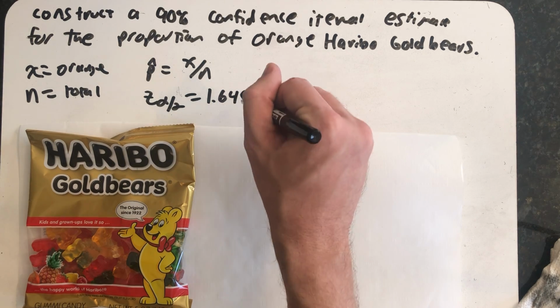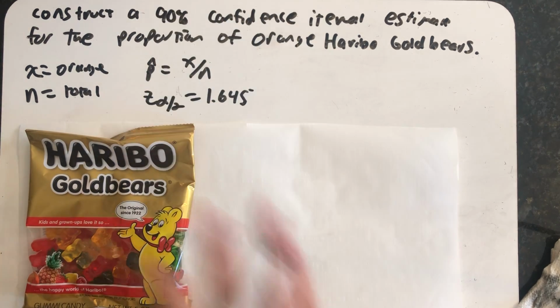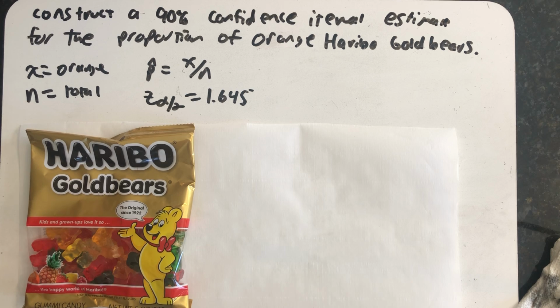And you might be wondering why I picked the 90% confidence level, and there are a couple of reasons. Number one, I haven't done an example at 90% yet. Number two, this isn't a real important situation in life. We don't have to be so sure about the proportion of orange bears, right? If this was something in a medical field, I'd probably want a higher confidence level than this, but I'm just counting bears in a bag.